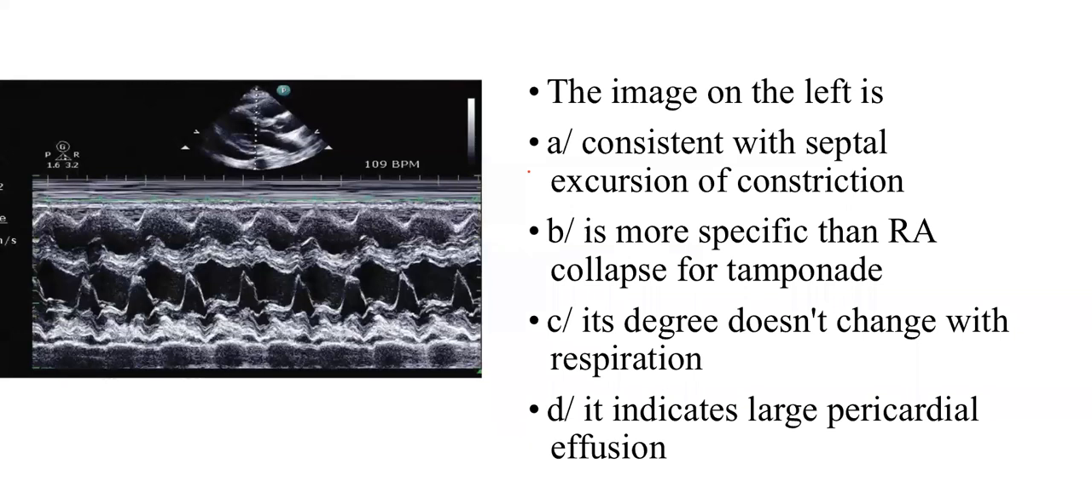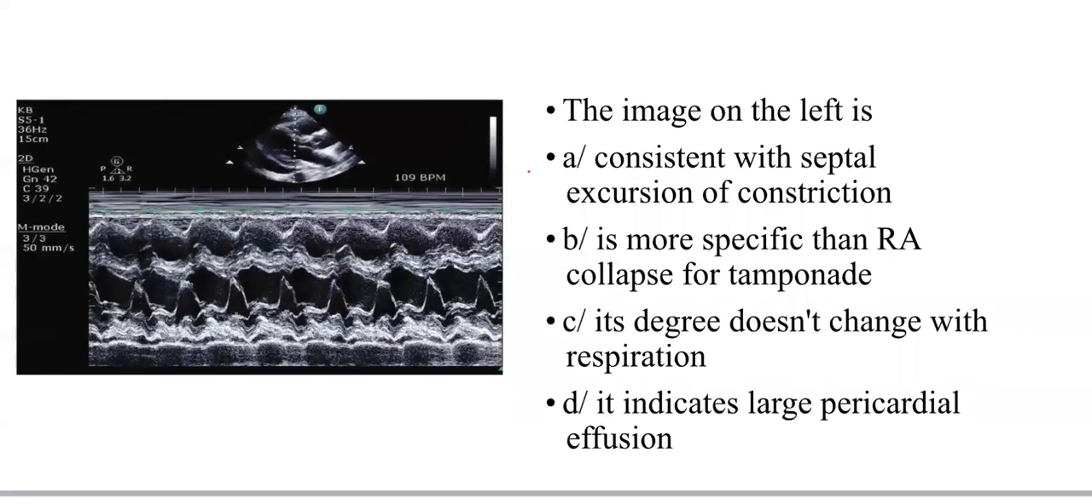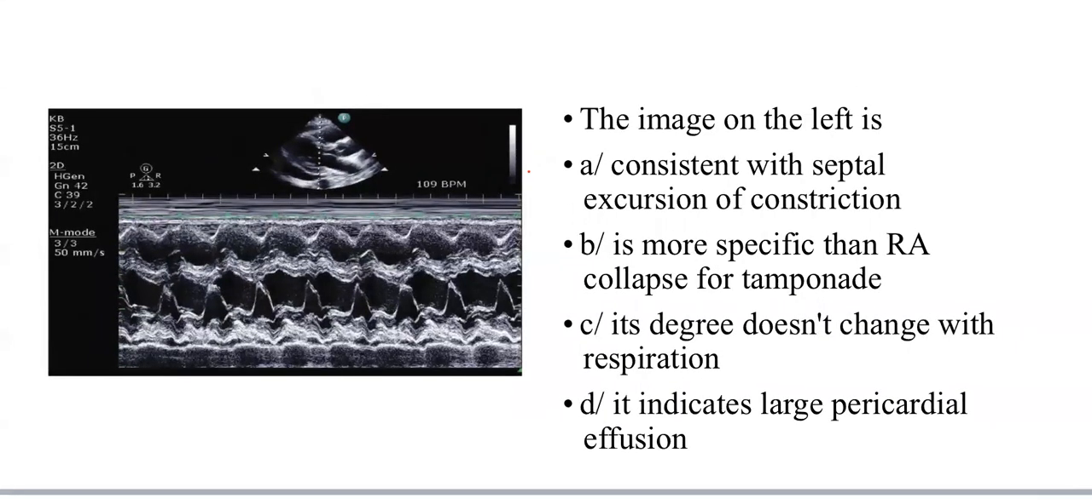Now, let's go for B. We see RA collapse in pericardial effusion, but RA collapse is sensitive and not specific, while RV free wall collapse is specific of tamponade. Specific, okay? What about C? Do you think that it doesn't change with respiration and we have chosen this to be wrong, meaning it does change with respiration? So you think this RV diastolic collapse changes with respiration?